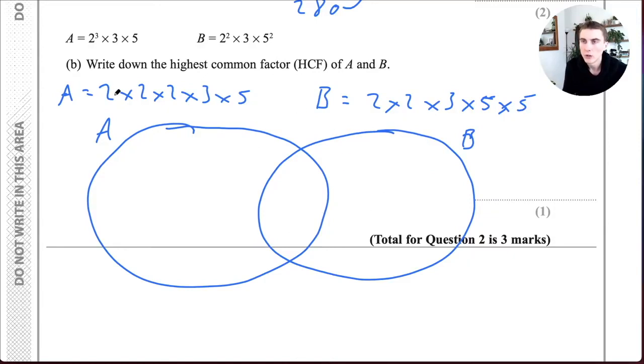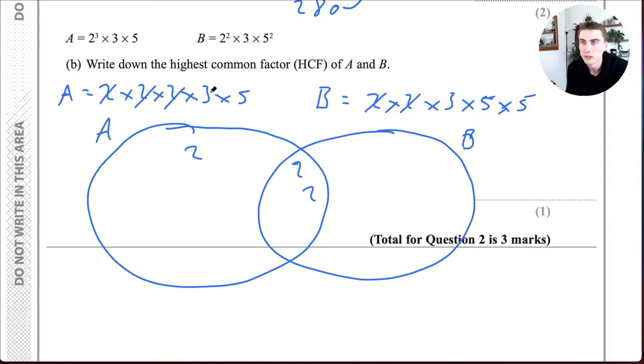So if we look at the 2s first, A has 3 2s, B only has 2 2s. So because both A and B have 2 2s, we put 2 2s in the middle. Remember, the middle region of a Venn diagram is the region that both of them have in common. But then because A had an extra one, we can pop that over here. And because we've done these now, I would just cross all these out so we know we've covered them.